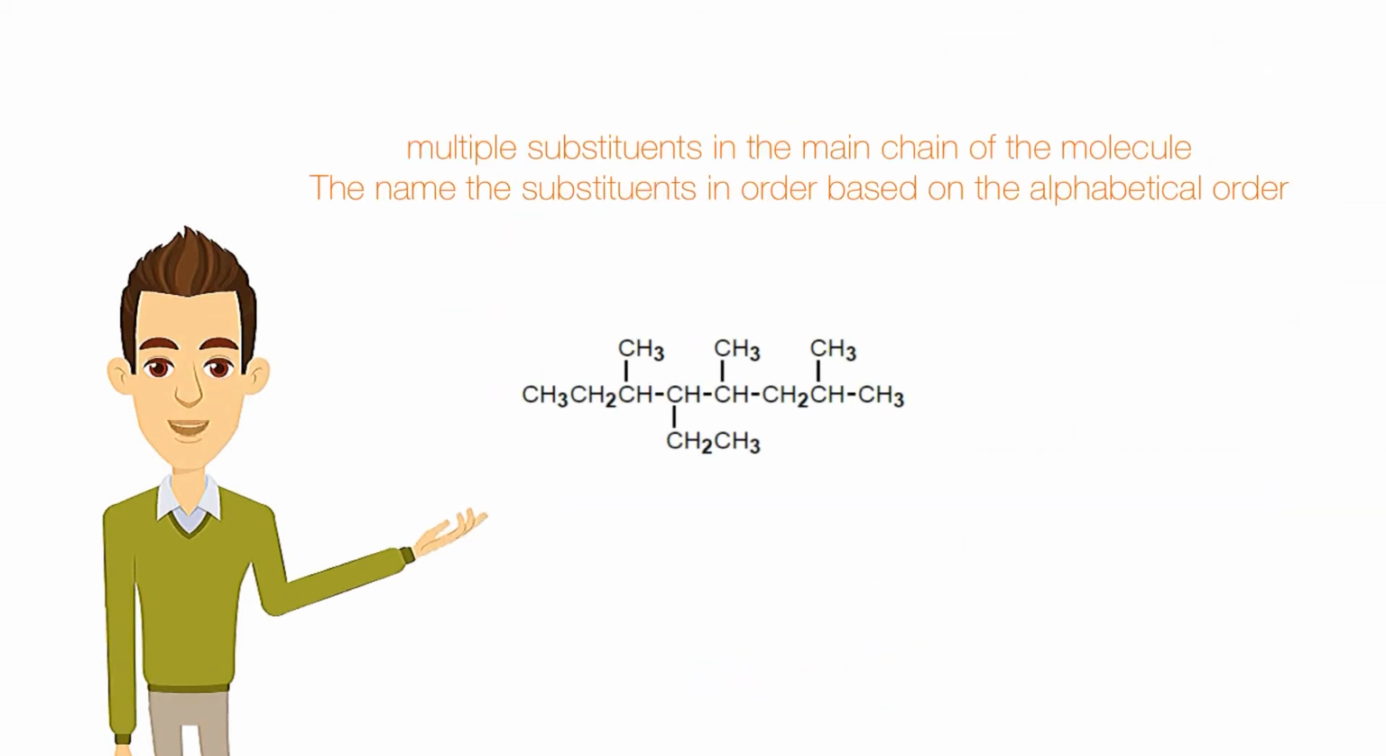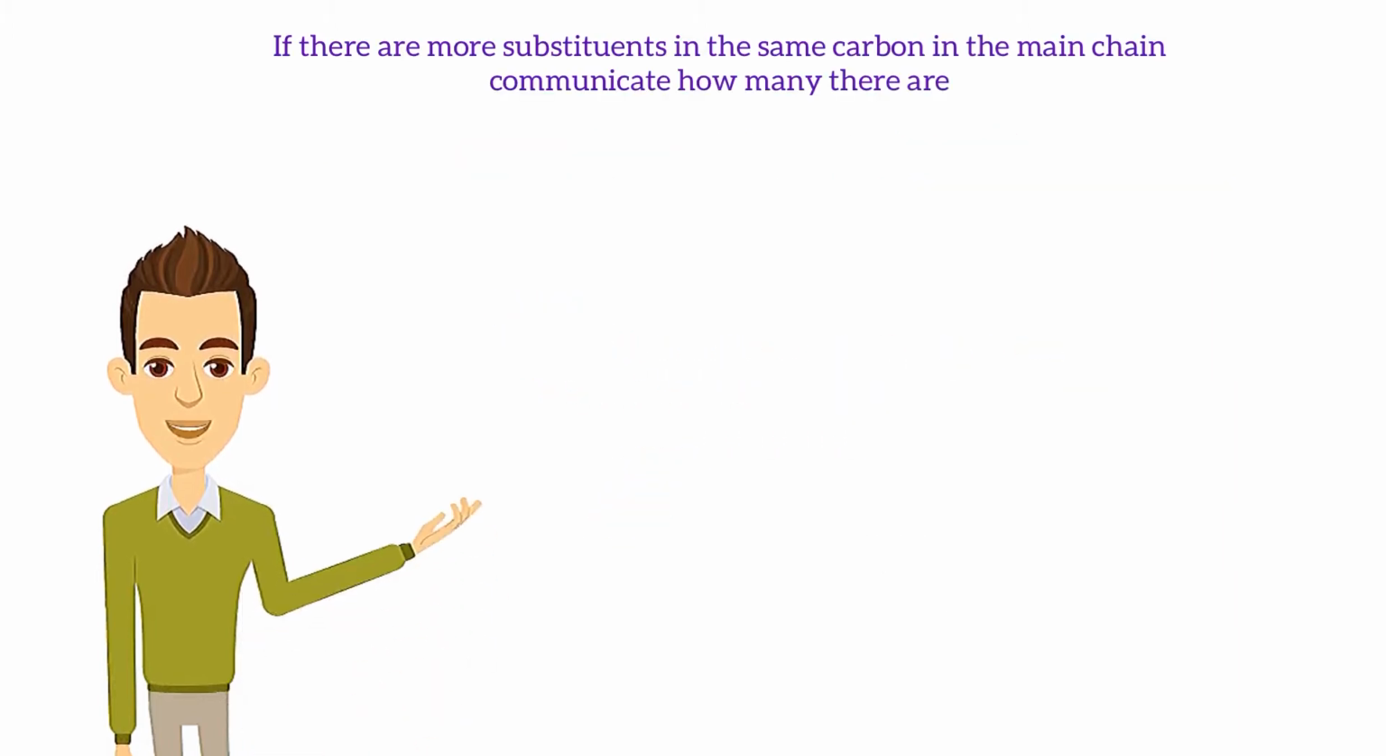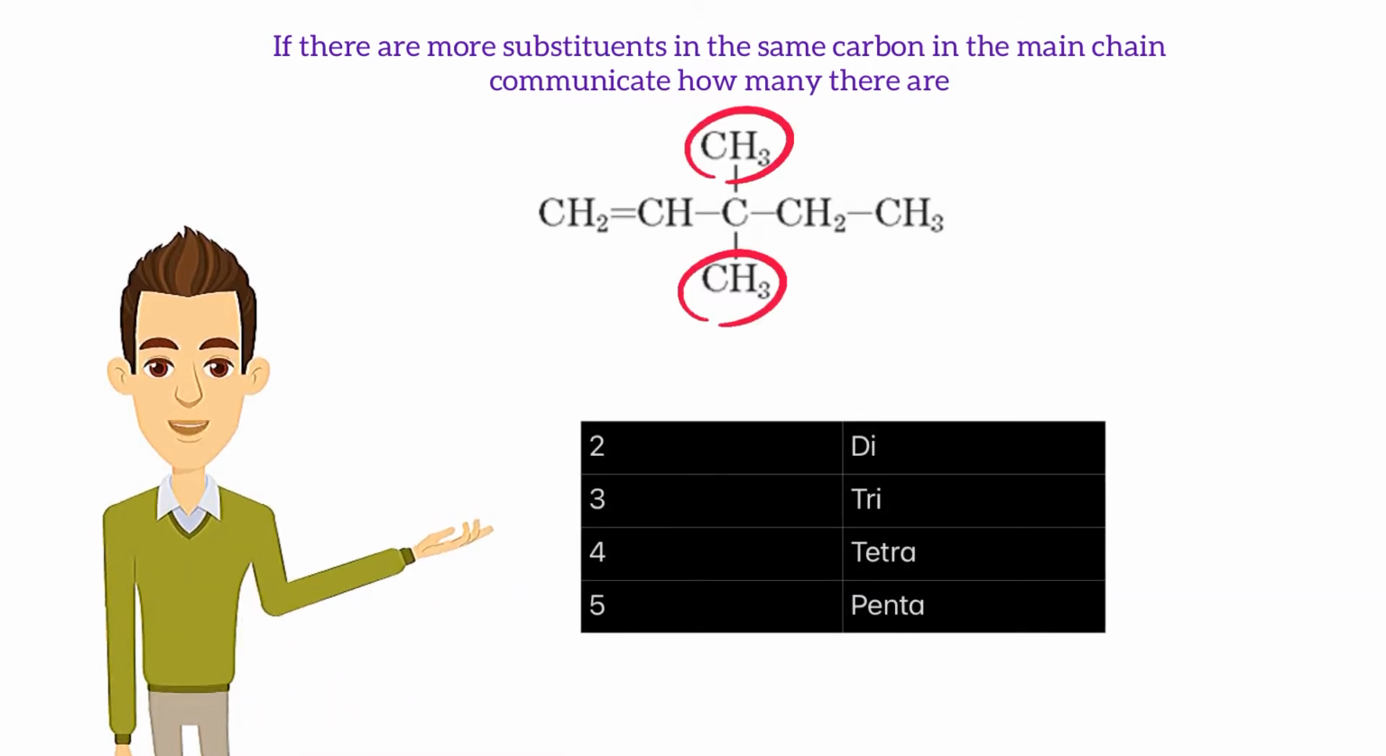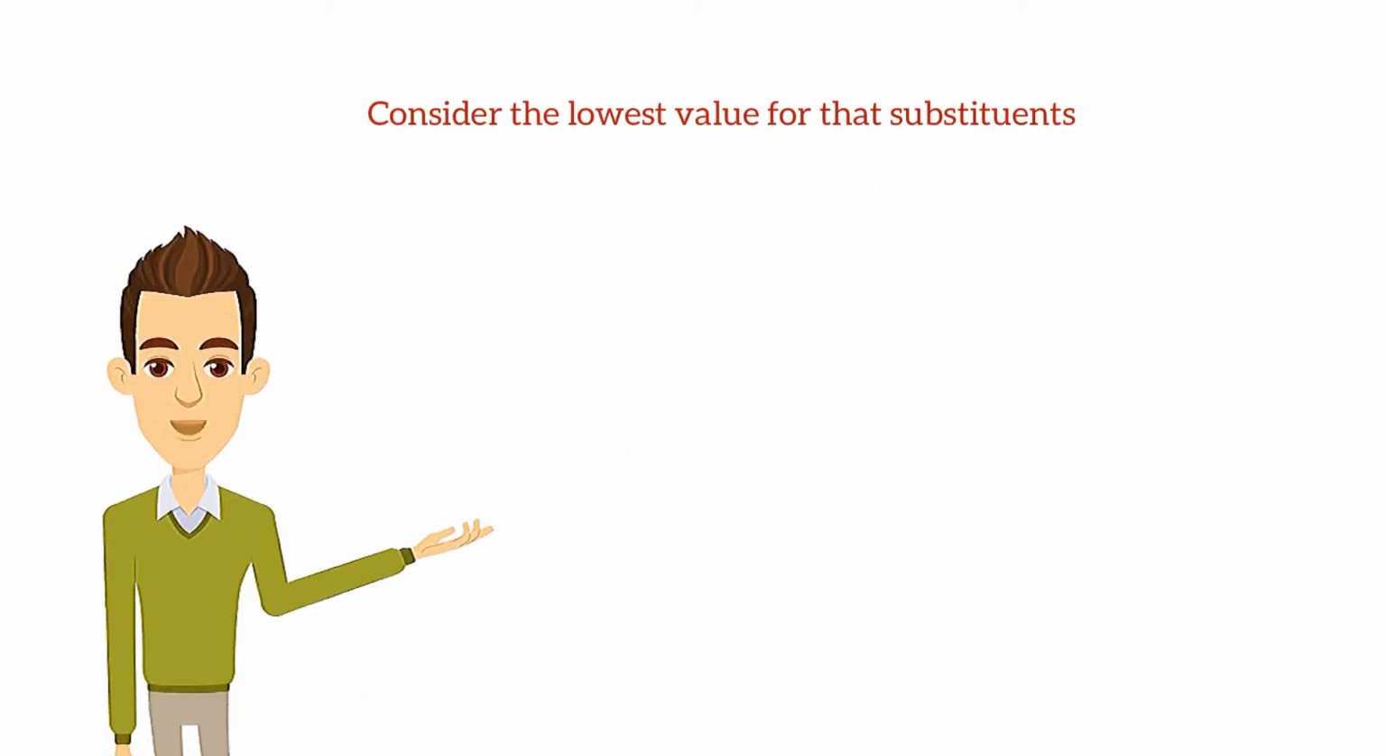Also, you should consider that if there are multiple substituents in the main chain of the molecule, then name the substituents in order based on alphabetical order. For example, ethyl always comes first, then methyl. If there are more substituents on the same carbon in the main chain, you should communicate how many there are. The multipliers are named based on IUPAC: 2 for di, 3 for tri, 4 for tetra, 5 for penta.